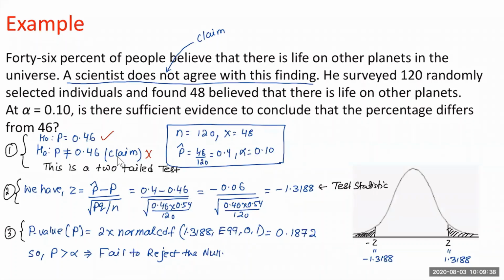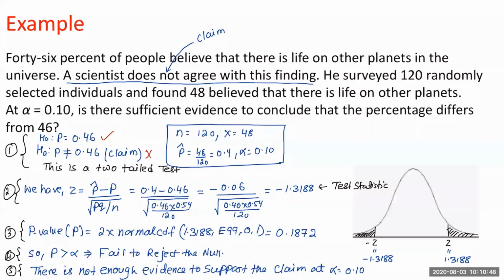So in the fifth step, you'll write that you are not supporting the claim. There is not enough evidence to support the claim at 10% significance level. That will be the conclusion. Let's write that down. So whatever the scientist has claimed, we are not going to support that. Instead, we are going to support the finding that 46% of people believe that there is life on another planet.